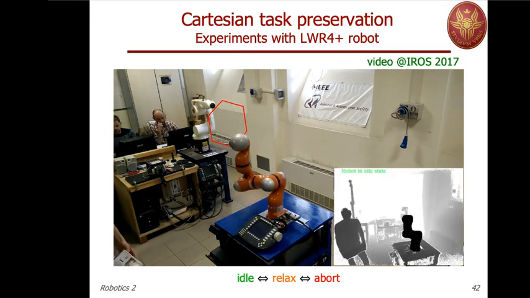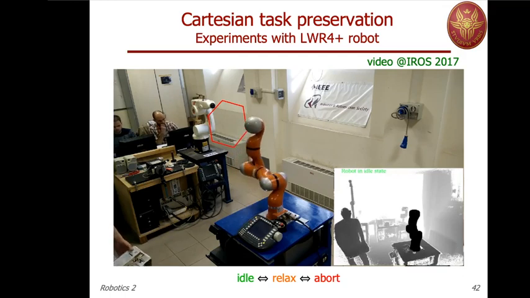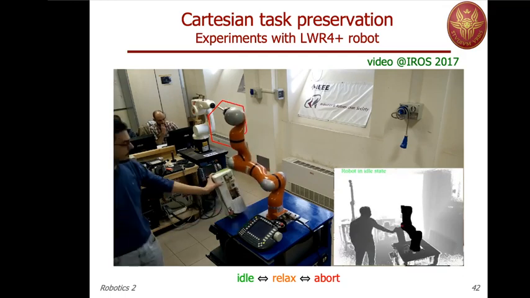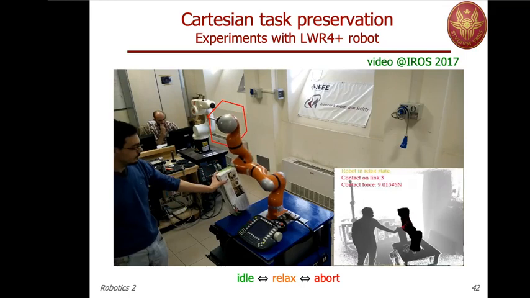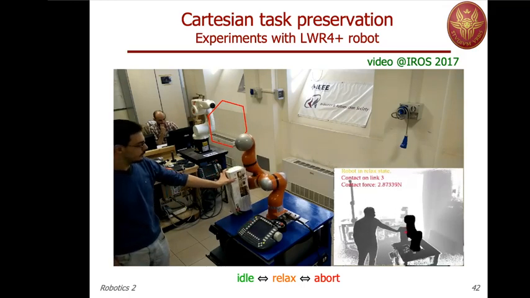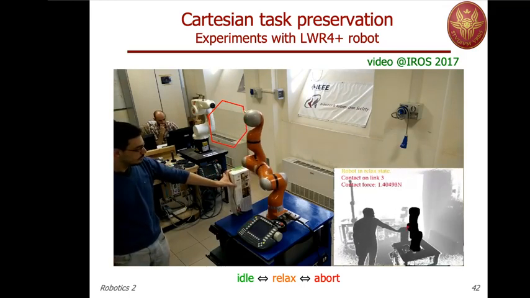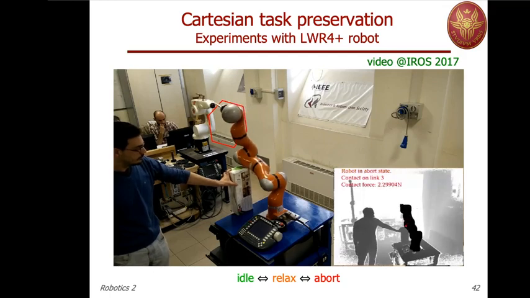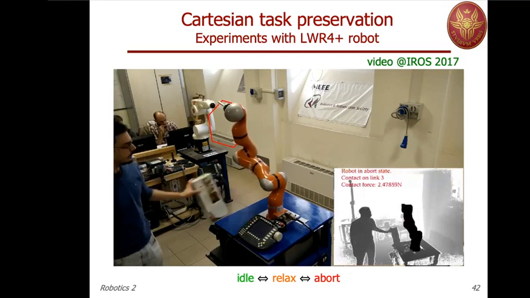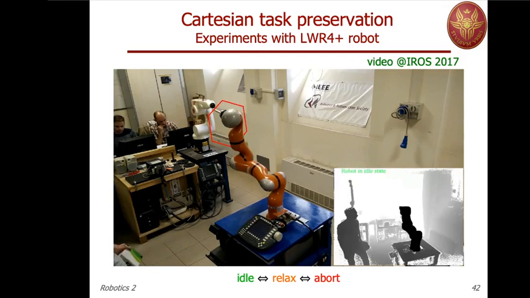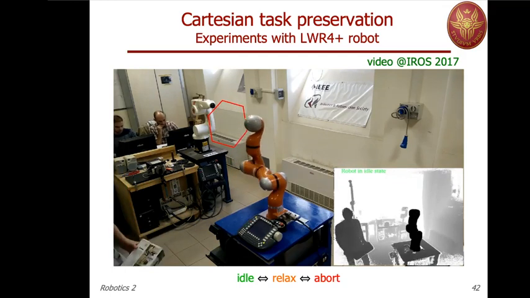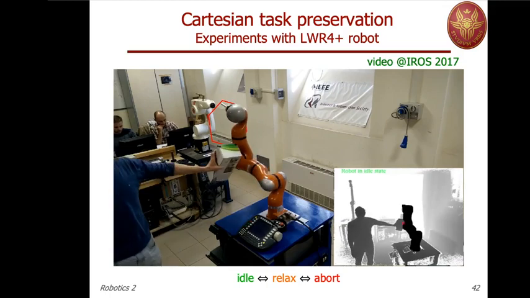You see that there's also a Kinect overlooking the scene. Here you see a typical case in which the orientation is abandoned but the position is kept, so the relaxed state, until this position where the robot is not able to follow the path. And so it abandons it, recovering as soon as the residual has come back to zero.